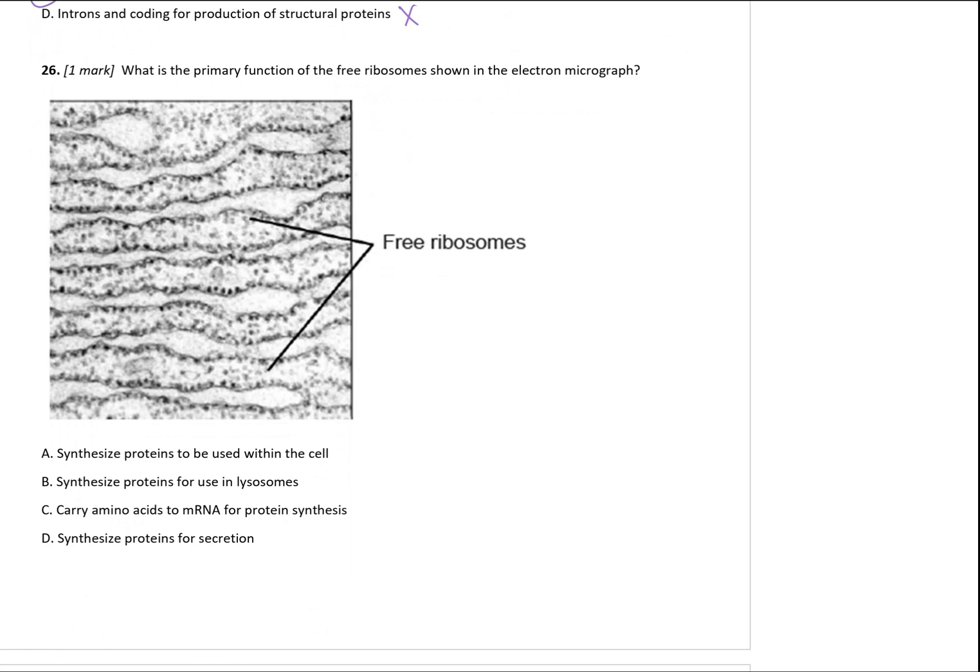The primary function of free ribosomes, so free ribosomes make proteins for the use inside the cell. So therefore the answer must be A.